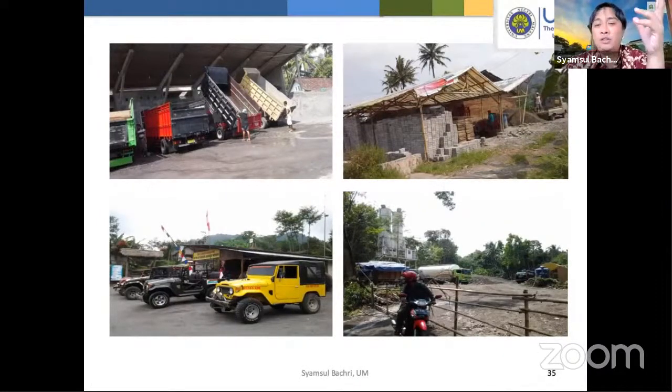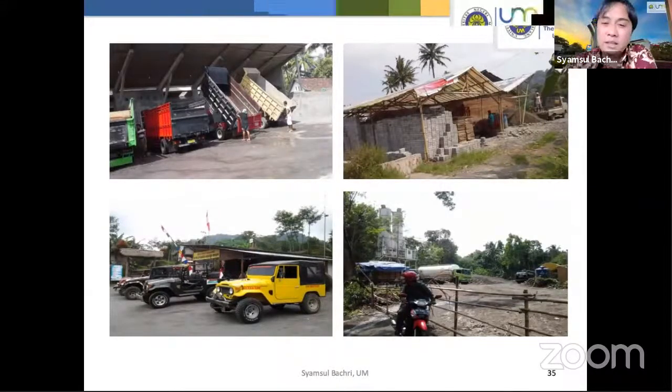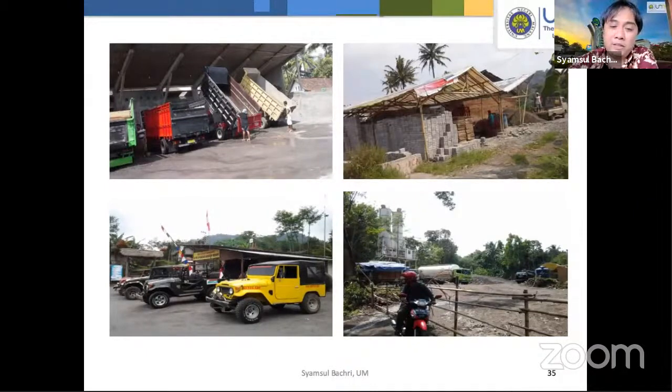Another new livelihood, for example, truck washing, and then chips, and then building materials. We call them batu bata in Indonesia. Maybe some go to buildings. Yeah? This is the new livelihood that appeared after the eruptions.